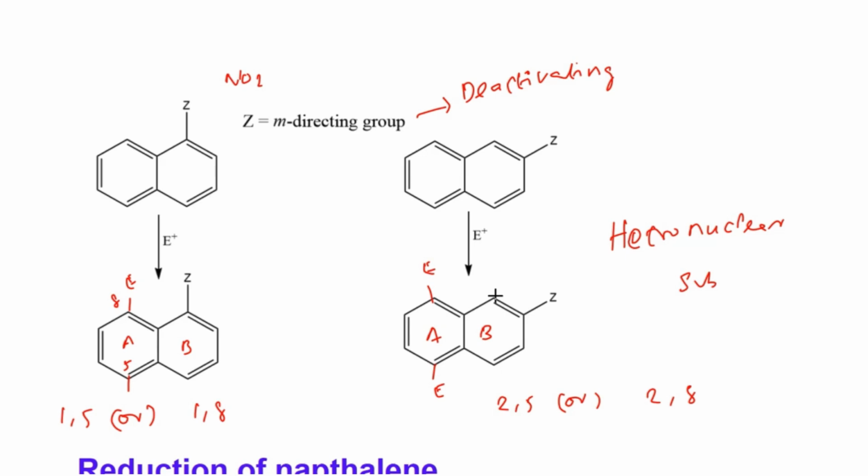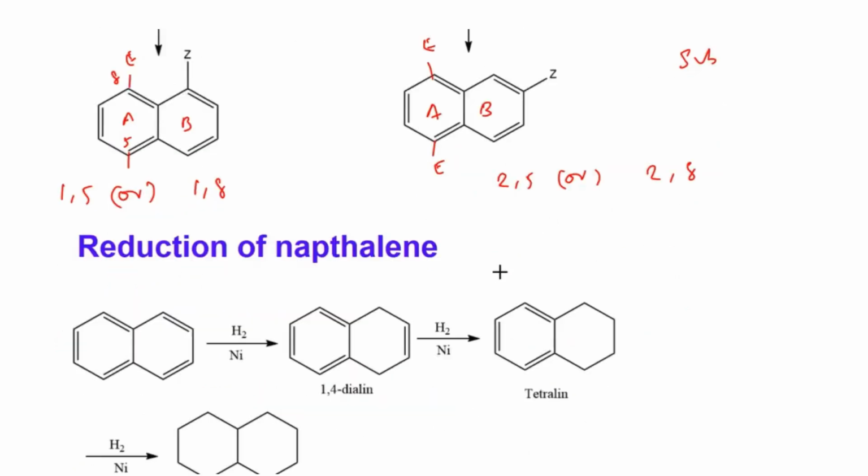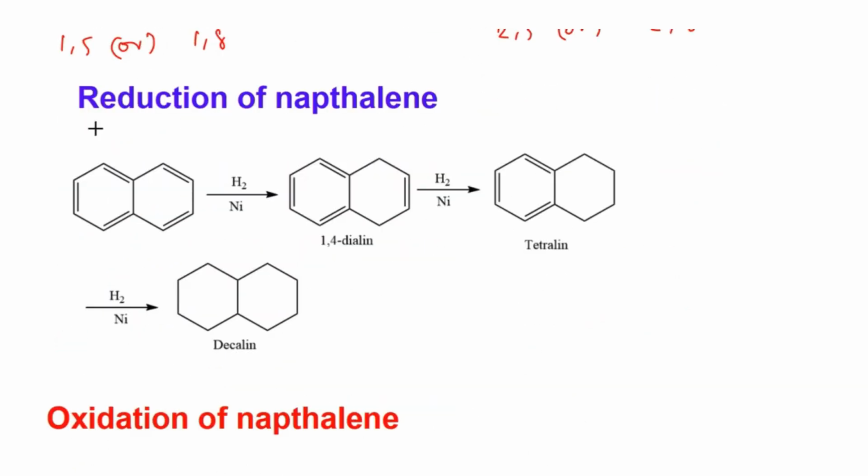So these are the monosubstituted naphthalene aromatic electrophilic substitution reactions. Now we see some more reactions. What will happen in the reduction of naphthalene? If you do hydrogenation with a nickel catalyst, first it will form 1,4-dihydronaphthalene. If you do reduction further, one of the rings is completely saturated. This is called tetralin. If you do further hydrogenation, it is completely saturated, and this system is called decalin. You see, all the pi electrons are saturated. So this is decalin.